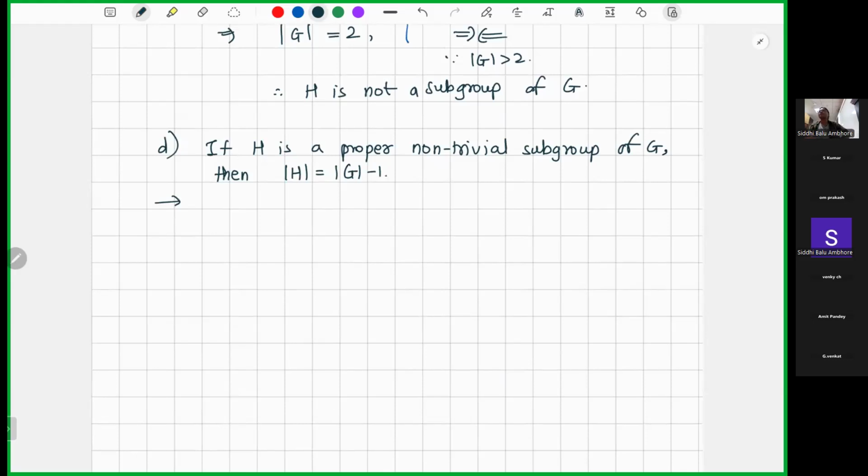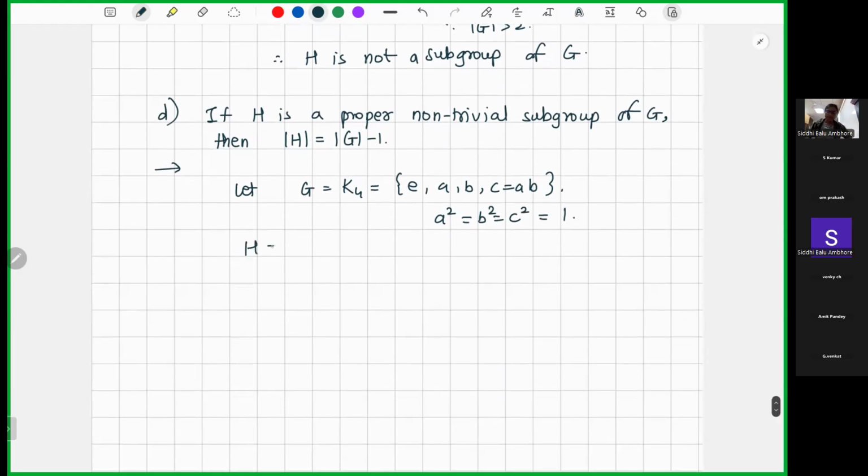Order of H is order of G minus 1. So any guesses for this? I mean, this is not true because we can take any group, right? So let us take the group which we considered last time: K4, with elements E, A, B, and C, where C was AB. And here A square, B square, C square were all 1.